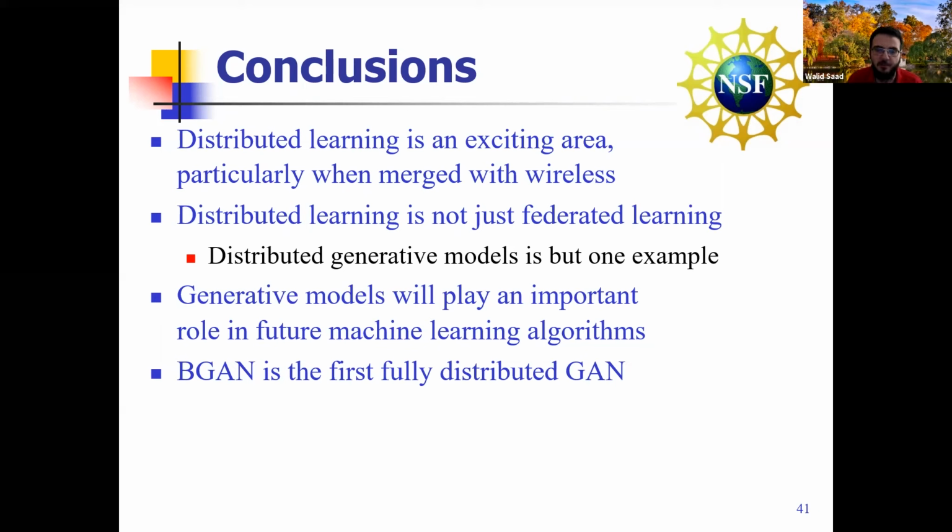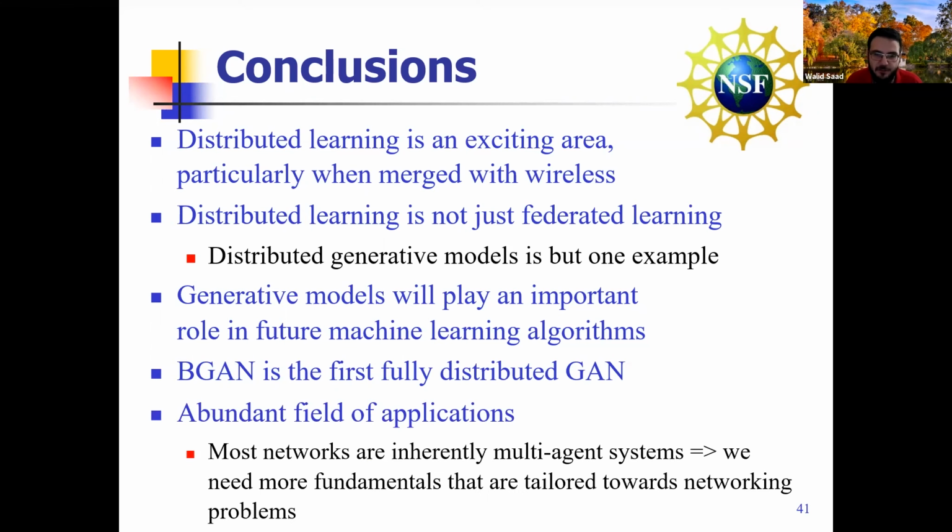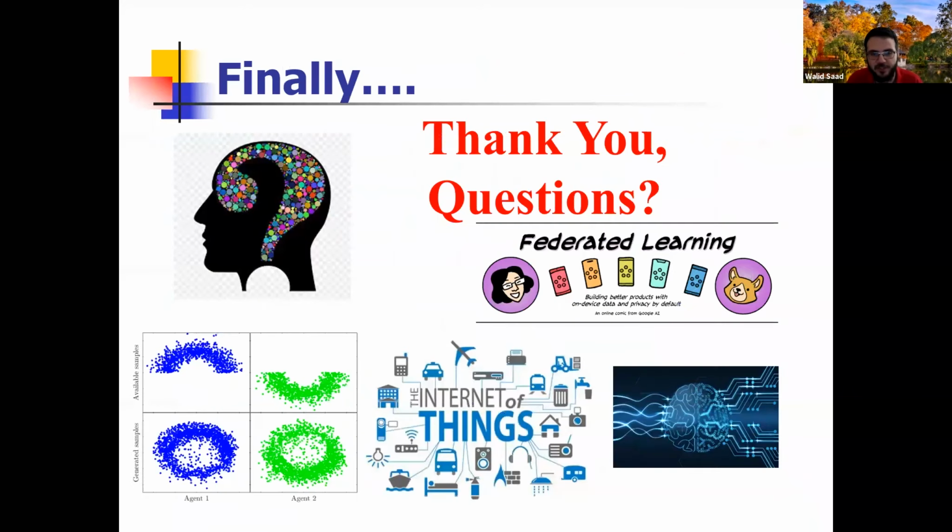I think GANs are very important, and I think this group knows that probably more than me. And BGAN, I think, is one of our first ways to look at fully distributed GANs, and there could be abundant fields of application. Particularly, I think multi-agent machine learning, which has some roots in game theory originally, is a very interesting area for a lot of us. And finally, I'm happy to take questions.